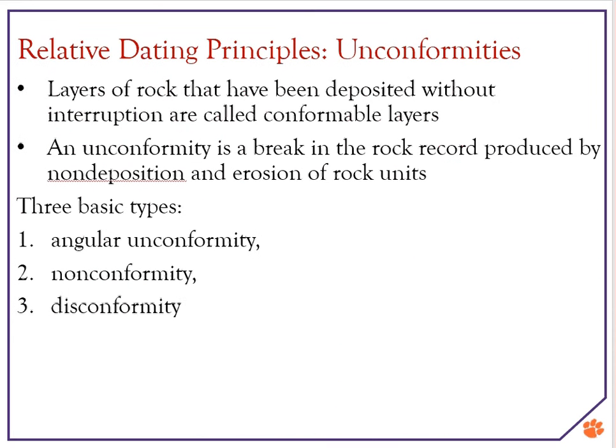We also have unconformities that we use for relative dating. We call layers of rock that have been deposited without interruption, being completely horizontal, conformable layers. And an unconformity is actually a break in the rock record, and it is produced by non-deposition and/or erosion of rock units. We have three basic types of unconformities. The first of them is angular, and then we have nonconformity and disconformity. Again, we use these three different types of unconformities by starting with the assumption of horizontally deposited sedimentary layers.